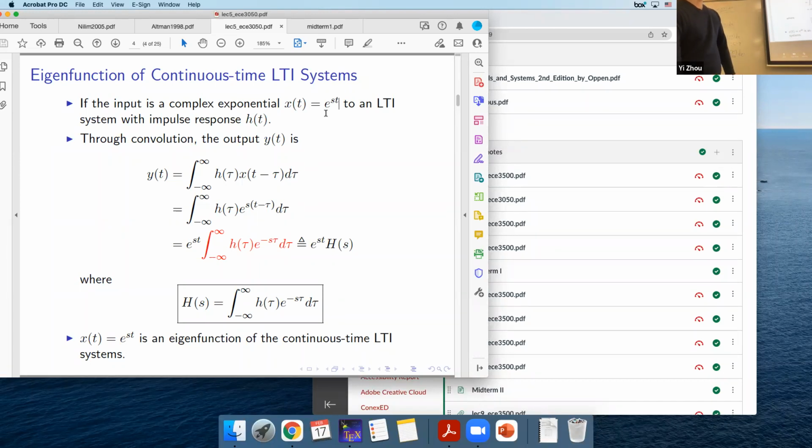In the sense that if you feed these types of signals to an LTI system, then by the convolution formula, you can see that the output signal can be written as a scaled input. So it's basically the input signal scaled by a certain frequency response. This capital H(s) is called the response of the system at this particular frequency s. Now here, this s can generally be a complex number. This is how we calculate this response. It's the integration of h(tau), the impulse response of the LTI system, scaled by this exponential signal, integrated over tau. So once we are given the impulse response, we can calculate this frequency response of the system.